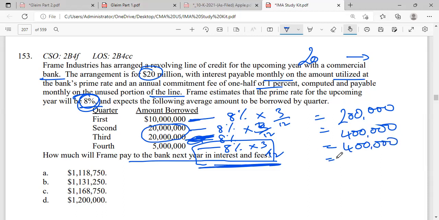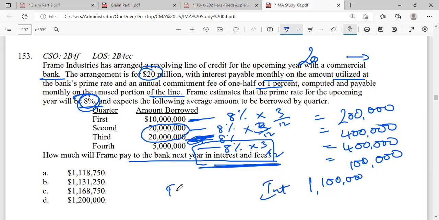And then this one, 5 million into 8% into 3/12 is equals to 100,000. So in short, in interest, you are paying how much? 2, 4, 8, 1 million. 1,100,000. In interest, you are paying 1.1 million.